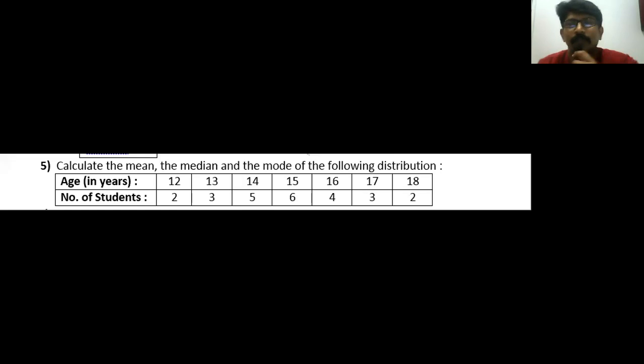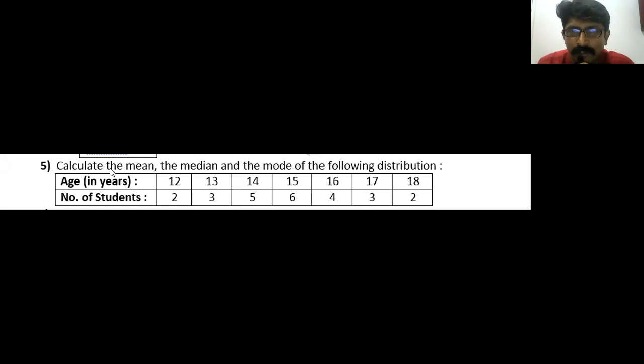So students, what we've learned by now is raw data, mean, median, and mode. And now it's time to start with ungrouped data. For ungrouped data, we're going to calculate mean, median, and mode. Are you all ready? Show thumbs up. Yes. If you are ready, then we can start immediately with this sum number 5.